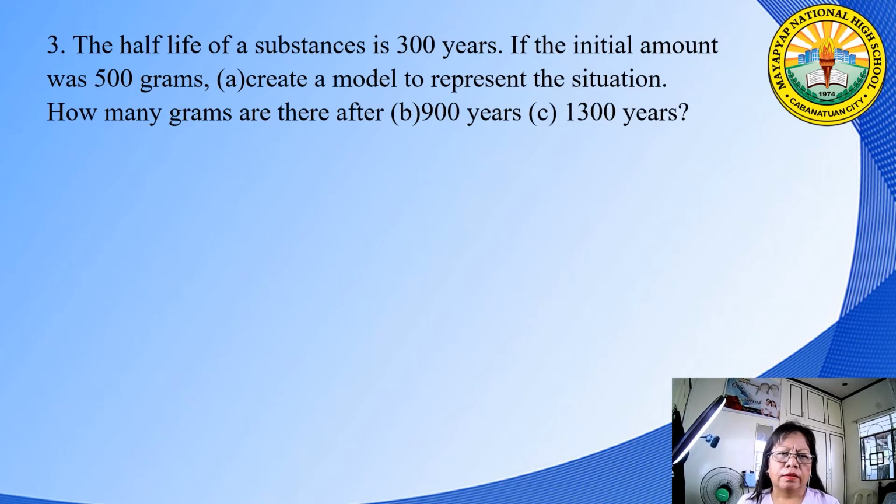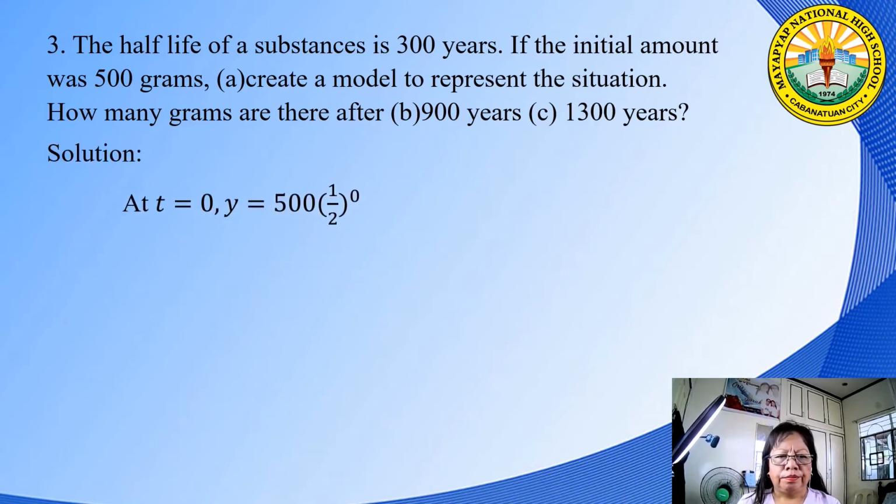Number 3 problem. The half-life of a substance is 300 years. If the initial amount was 500 grams, A. Create a model to represent the situation. How many grams are there after 900 years and 1,300 years?